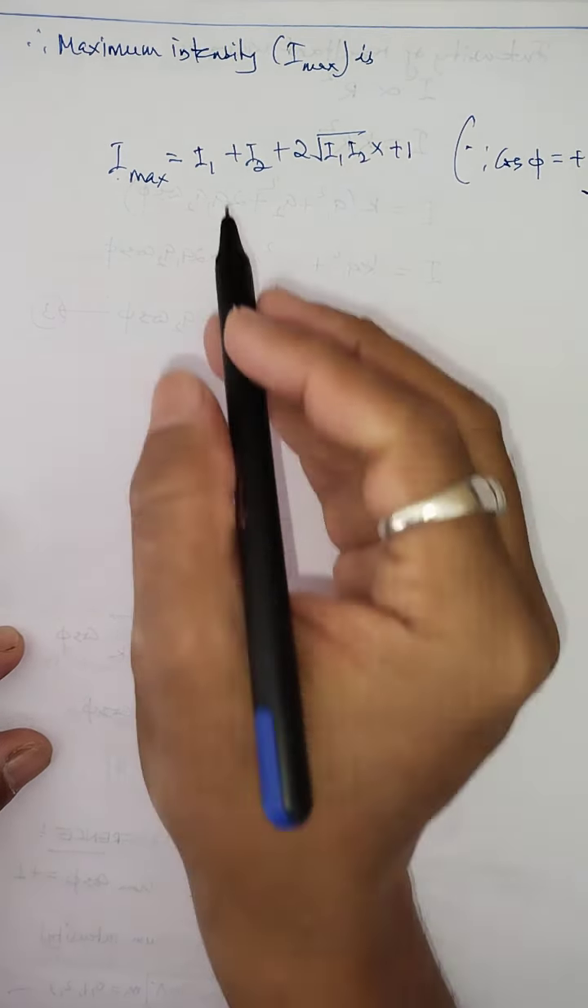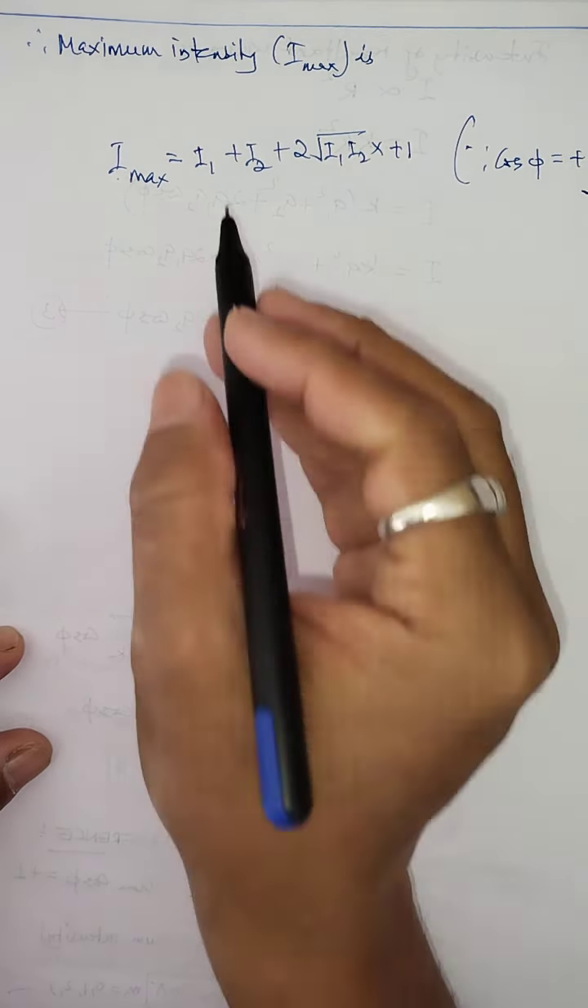Now the reason I am writing this way is because if I consider this is A and this is B, now this relation is in the form of A plus B whole square. See, A square plus B square plus 2 A B. And you know the formula, A plus B whole square. A means square root of I1 plus B means square root of I2, with whole square. So you can see now I max, the intensity maximum, is also measured by the relation I max equals square root of I1 plus square root of I2 whole square.